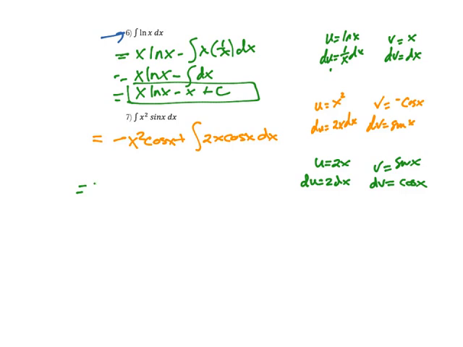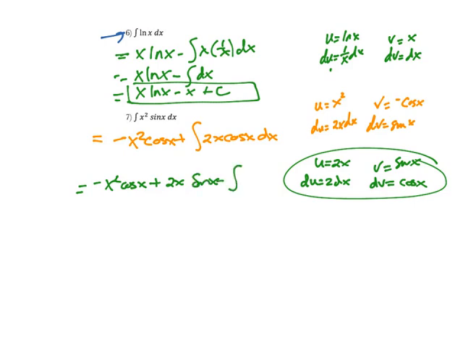So my problem starts off the same, negative x squared cosine x, plus, and then I have to go here. So I have uv, so 2x sine x, minus the integral of v du, so 2 sine x dx. So we have negative x squared cosine x plus 2x sine x. And if I integrate sine, I get negative cosine, but because of that negative, that's plus. So that'd be plus 2 cosine x. Don't forget your cupcake.